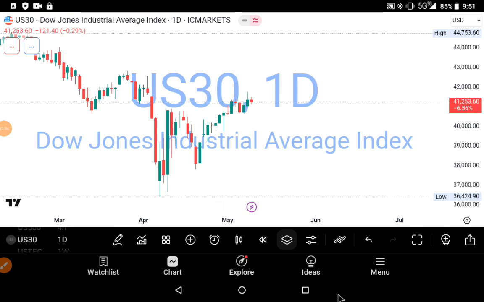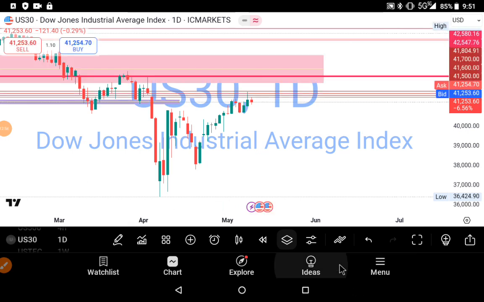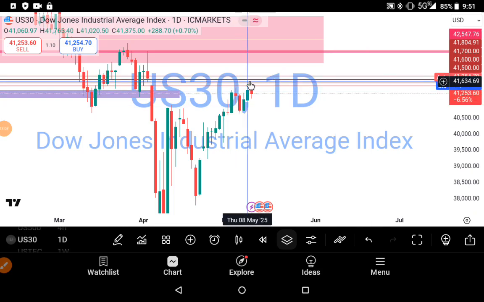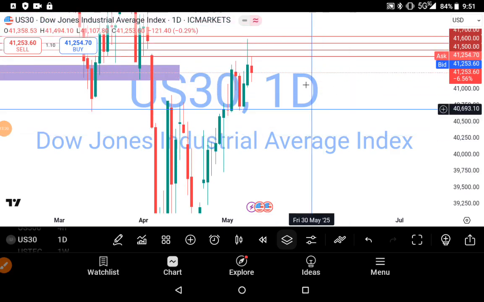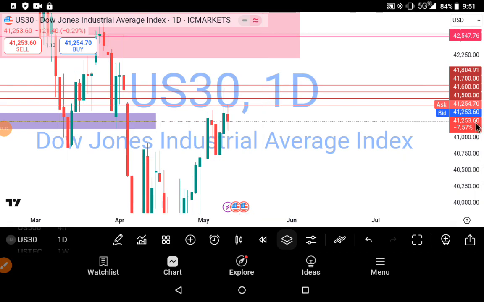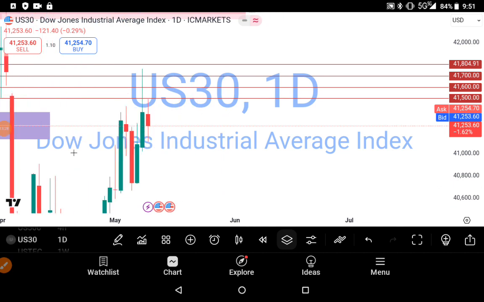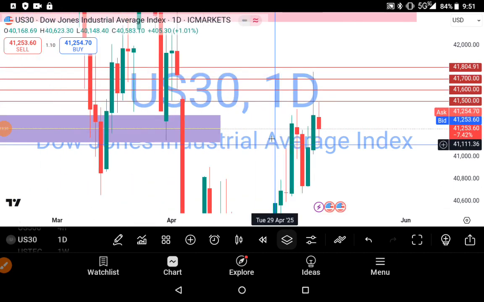Dow futures last week, I was interested in the market price delivering 41,500 to 41,700. All these lines here have been on my chart, and if you've been with me for a while, you will have known what every one of them stood for.